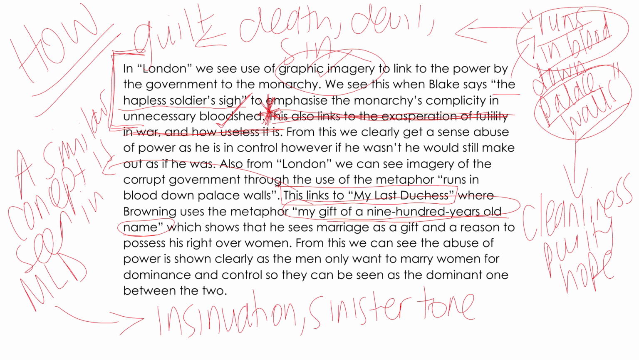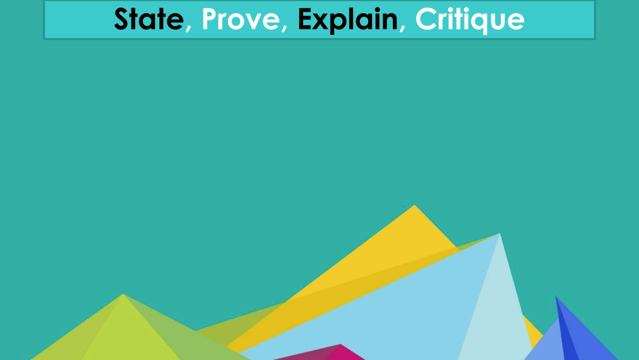Okay, so now what I'd really like to show you is a higher level paragraph that achieved quite well, that was just lacking a little bit in order to take it to that top band. So this is the phrase that I want you to remember when you are writing your paragraphs. State, prove, explain, critique. Now, sometimes you won't do it in that order, but generally, if you can check yourself on these 4 things, if you can see where you've stated, then you can see that you've proven that statement, you can see that you've explained how, and then you can critique why, that essentially will really, really help you.